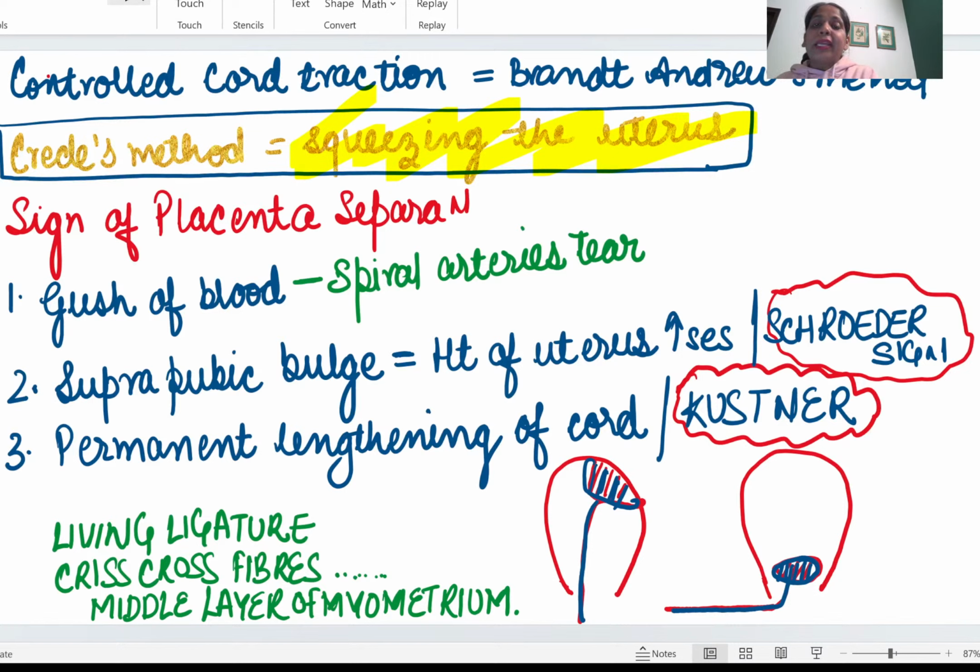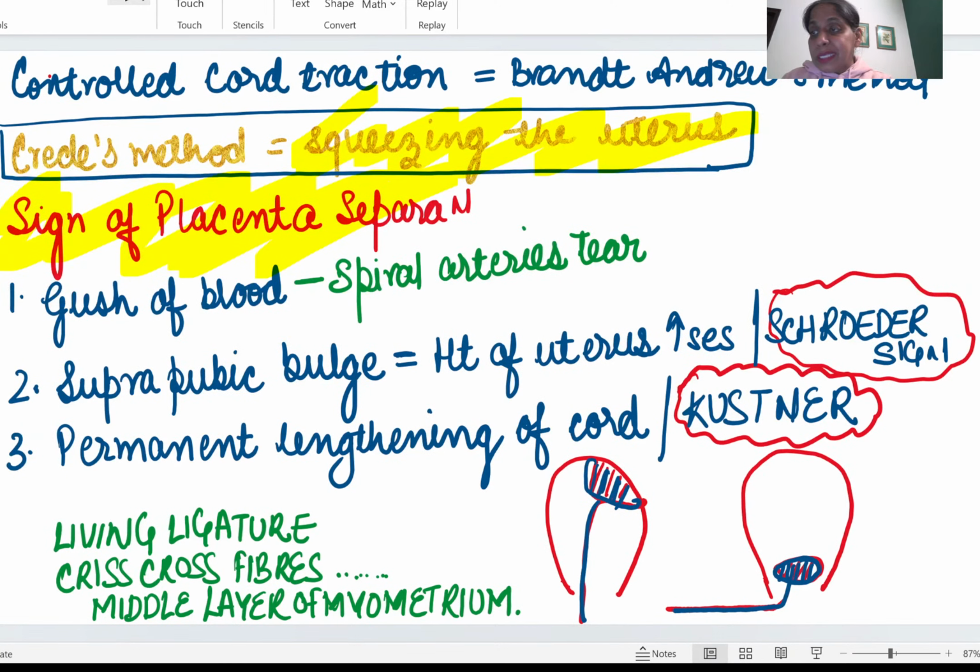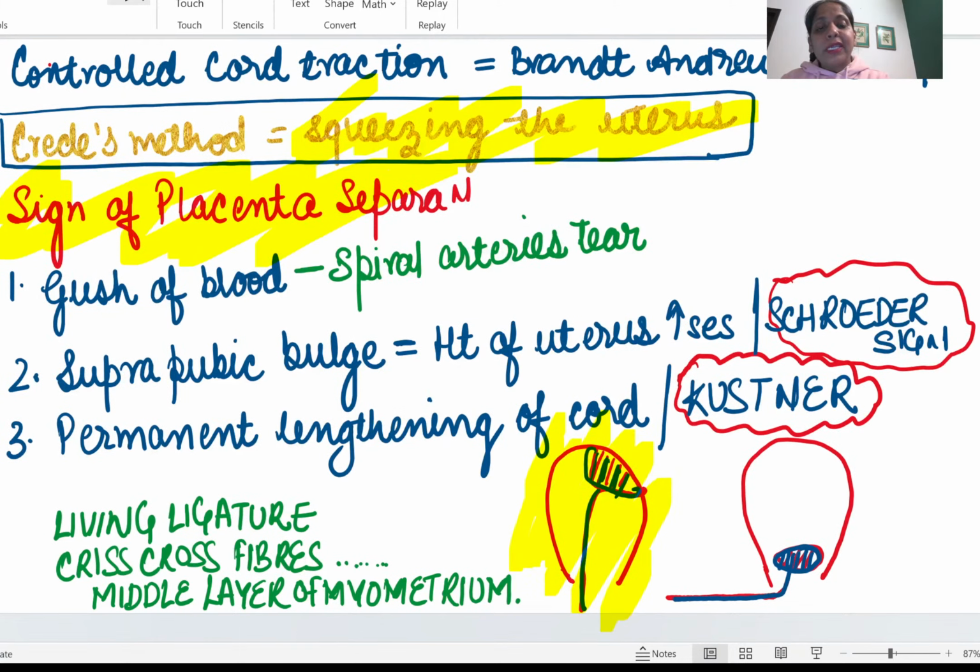Now let us study the signs of placenta separation. As you can see in the diagram, the fetus has separated, and once the placenta separates, it will come down. The first sign: the placenta is supplied by spiral arteries, branches of the uterine artery. On separation of the placenta, the spiral arteries will tear, and that is why there is a gush of blood.